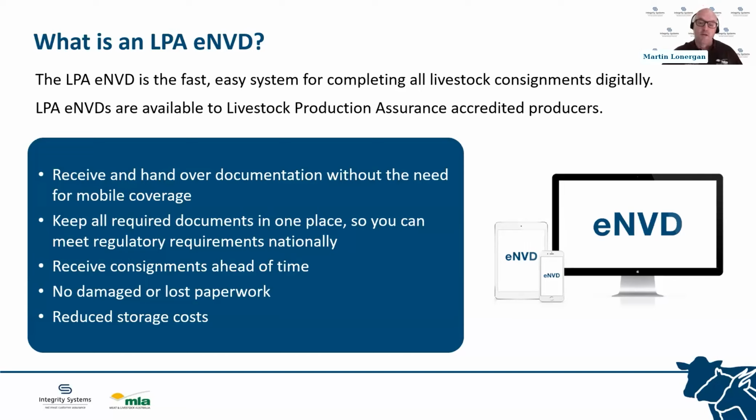They don't get damaged, they don't get lost. So if it's raining and you're out in the yards receiving stock, the digital versions have got a better quality to them. They can also save time. In particular, the producers can create templates. So if you always use the one group of producers, you can ask them to create templates, which makes it easier for you when you receive consignments.